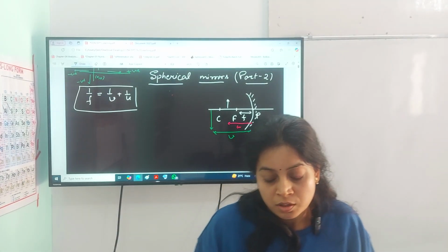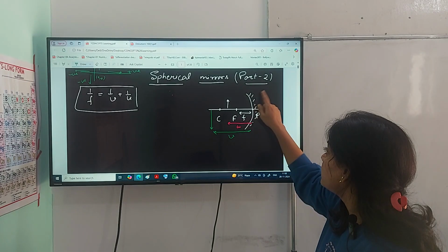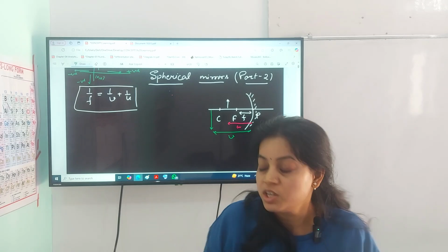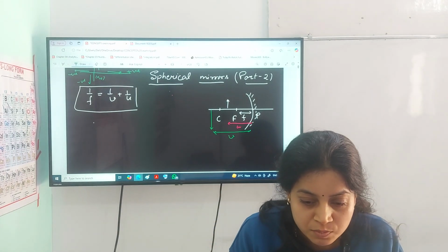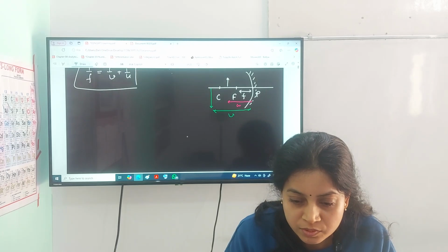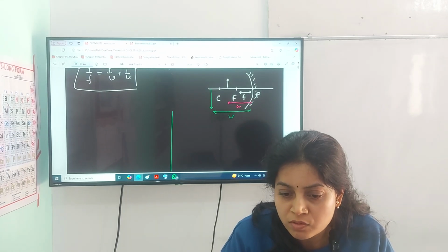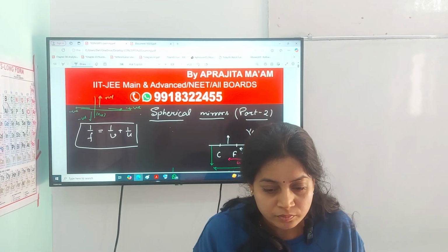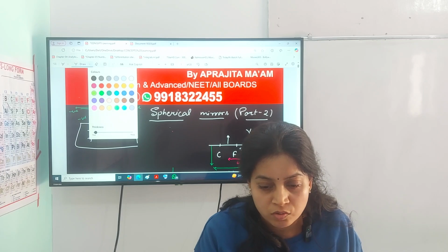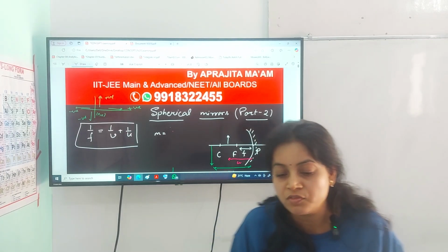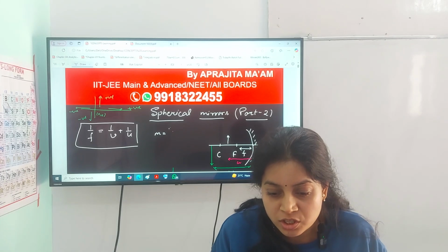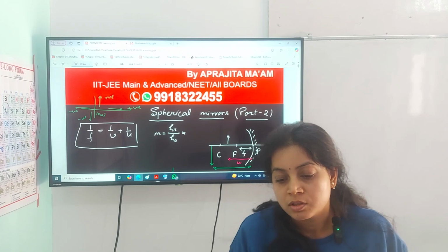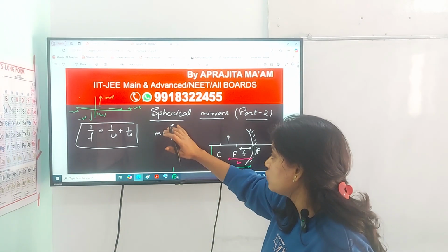So by convention, this is the spherical mirror, and this side is polished. The left side of this is where the object will be taken. So u will always be negative. First, I will define between the convex and concave mirror. And one more formula was there for the magnification. That was again in part 1, but I will write it here also. The formula for magnification, I have already told you, is the ratio of the height of the image to the height of the object, right?